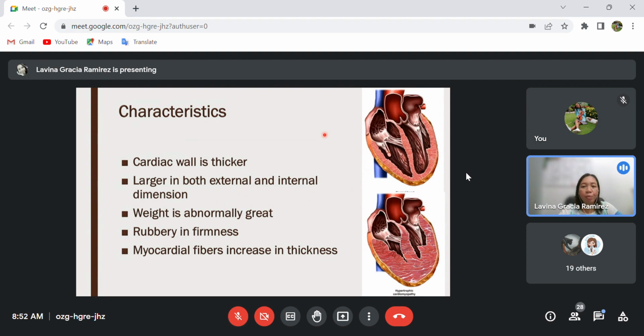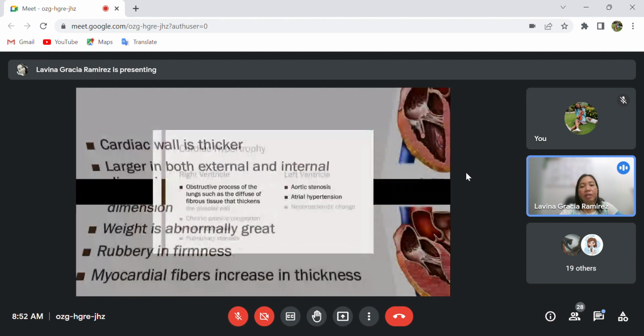So for the cardiac hypertrophy, right ventricles and left ventricles can both be affected. So for right ventricle, there's some obstructive process of the lungs, such as the diffuse fibrous tissue that thickens the alveolar wall, chronic passive congestion, pneumoconiosis, and pulmonary stenosis. And for the left ventricle naman, aortic stenosis, arterial hypertension, and nephrosclerotic change. So this can be affected as a consequence when there is a cardiac hypertrophy, especially in the pathologic side of cardiac hypertrophy.